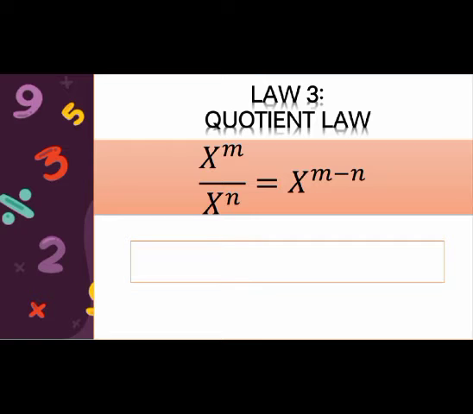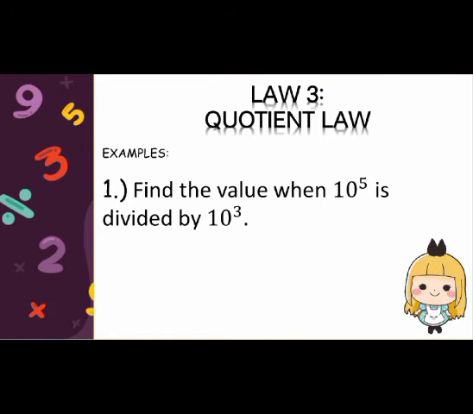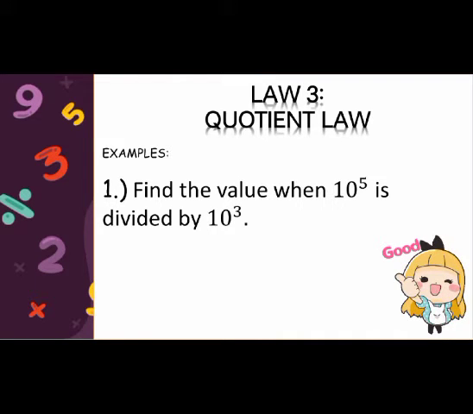Quotient law. So we have x to the power of m over x to the power of n is equal to x to the power of m minus n. So in this rule, when dividing two powers with the same base, we just subtract the exponents. So we have the example here. Find the value when 10 to the power of 5 is divided by 10 cubed. So we have 10 to the 5th over 10 cubed, which is equal to 10 to the power of 5 minus 3, since in this rule we subtract the exponents. So we have the answer 10 squared.